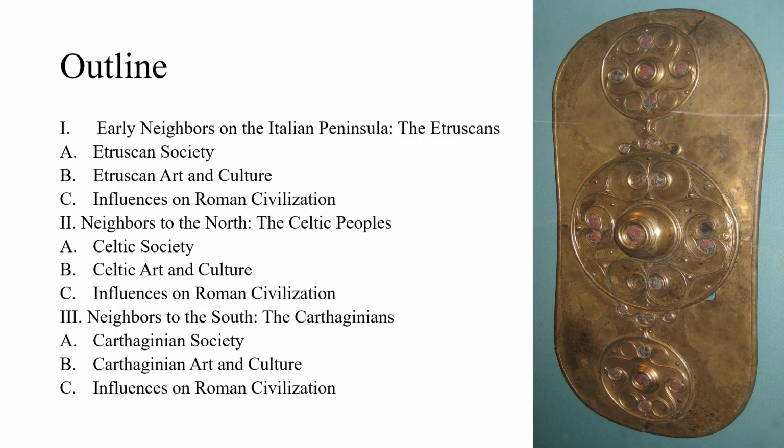In this video, we're going to discuss some of the civilizations that came in contact with the Romans and that had a major impact on the development of the Roman civilization, the Roman culture, and the course of Roman history. The first civilization we're going to discuss was on the Italian peninsula with the Romans. They're called the Etruscans.